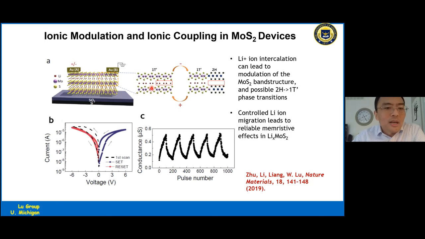In 1D and 2D, the dimension is much more reduced. There are some fundamental differences, for example, disorder behaviors are very different in those systems as well, right? So here we're moving ions, and in 3D the space is essentially unlimited. But in 2D, they can only move in plane, okay?